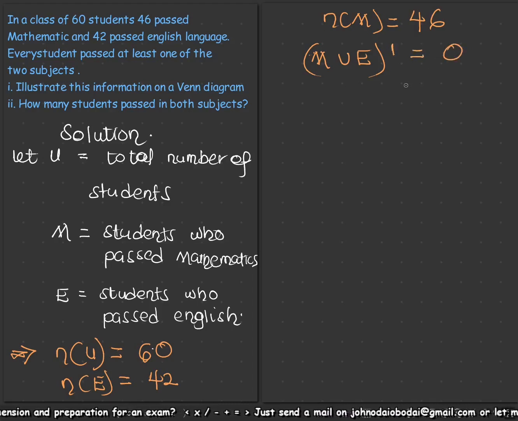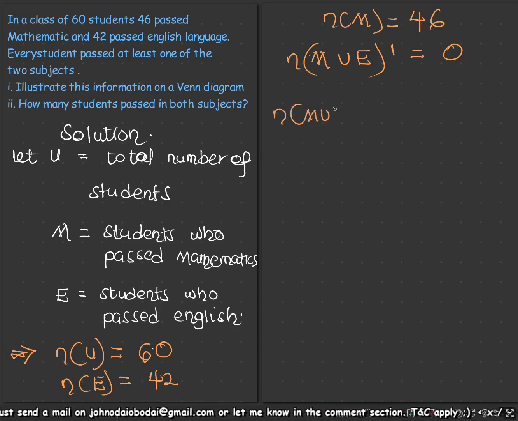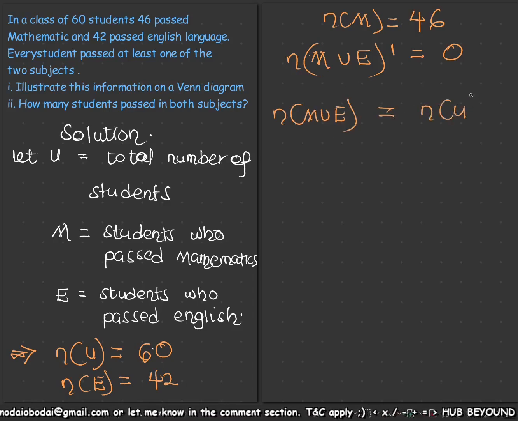You see, if it is equal to 0, then it just tells us the equation we are going to work with. Because if the complement is 0, then it simply means that the union, that is M union E, is then equal to your universal set, or the total number of students, hence no complement.